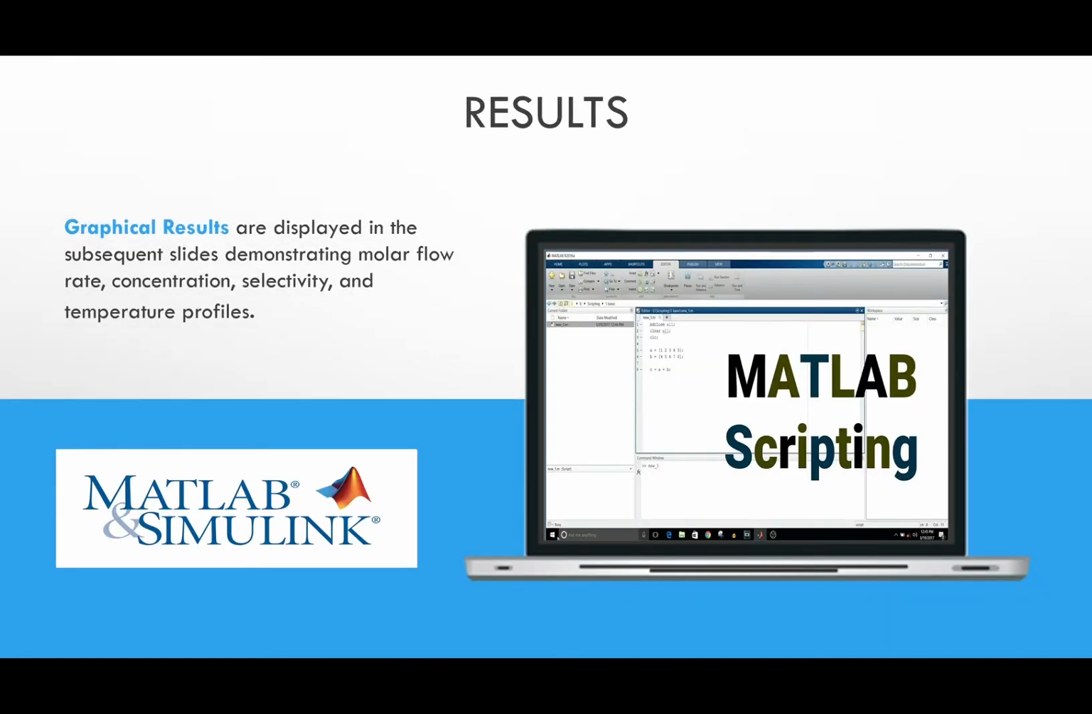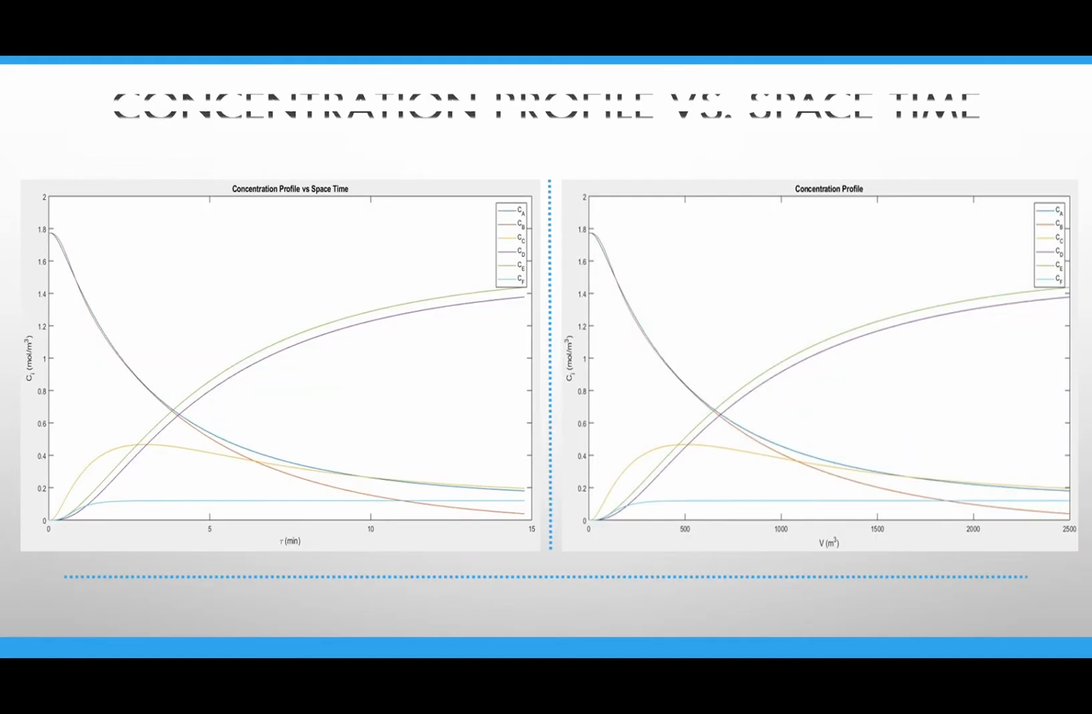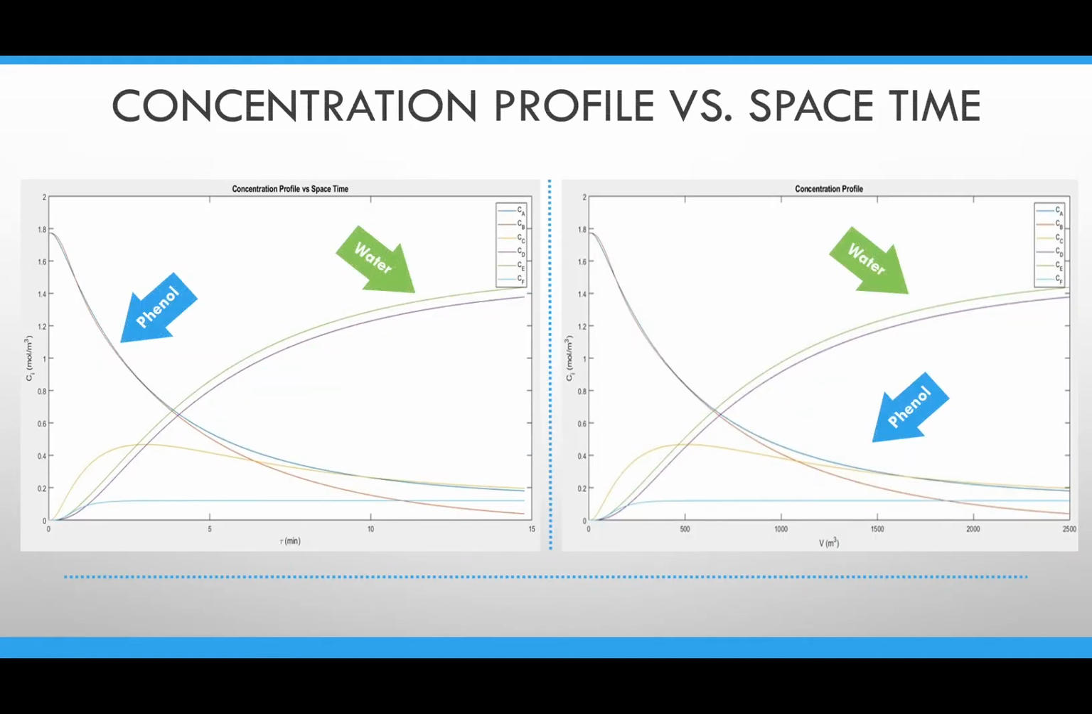The results and calculations were developed in a MATLAB script. Graphical results are displayed in the subsequent slides, demonstrating molar flow rate, concentration, selectivity, and temperature profiles. First, we will discuss the concentration profile versus space-time graph. As can be shown in both graphs, the green line representing water increases exponentially as time and volume increase as well. In each case, it can be shown how the concentration of water increases and the concentration of phenol, in the blue line, decreases.